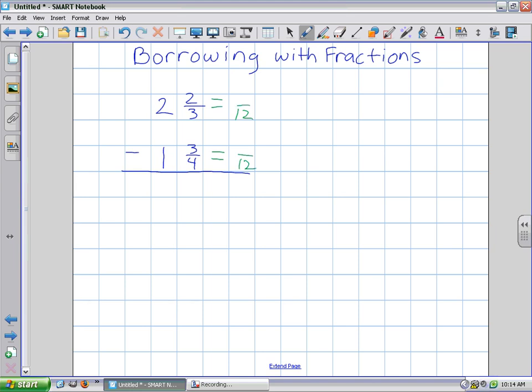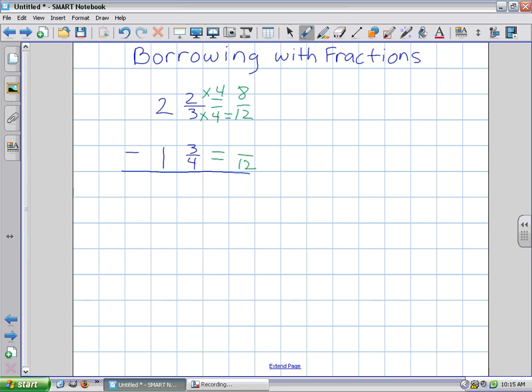Okay, and the way that I approach that, I look at what do I multiply the 3 by to get to 12. So 3 times what equals 12, and that is 4. And the rule is whatever I multiply the bottom number by, I must also multiply the top number by. So both the numerator and the denominator need to be multiplied by the same number in order for the new fraction to be equivalent. So that would become 8/12.